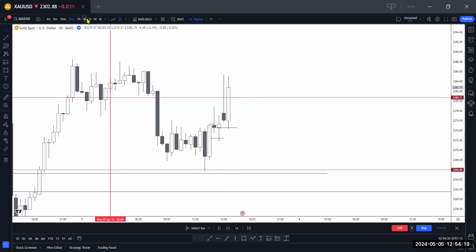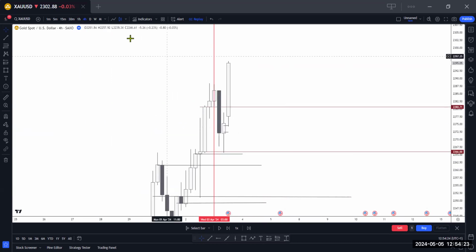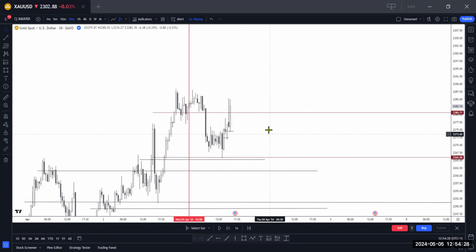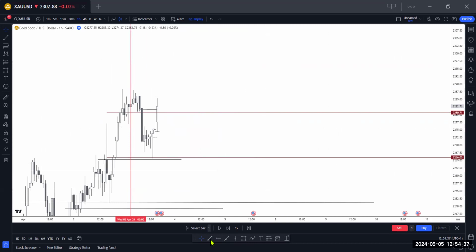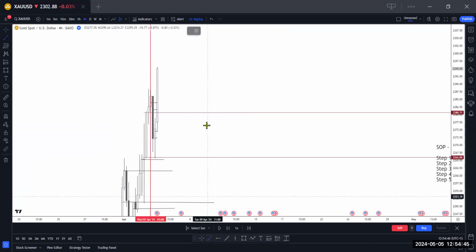All right, so back to our H4 level. We've taken the trade on the M30. Your first target is going to be the M30 SNR, which was this level. This is your first target. The second target is going to be the H1 resistance. Okay, this level, the closest H1 resistance, right? And then your last target is going to be your H4 level.